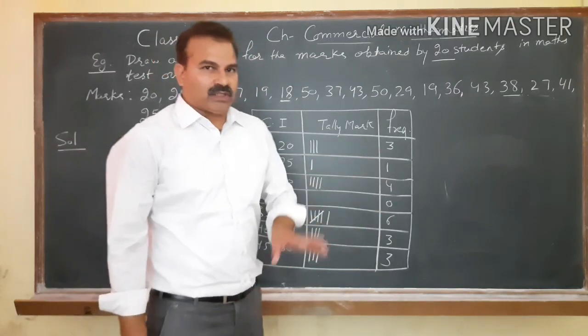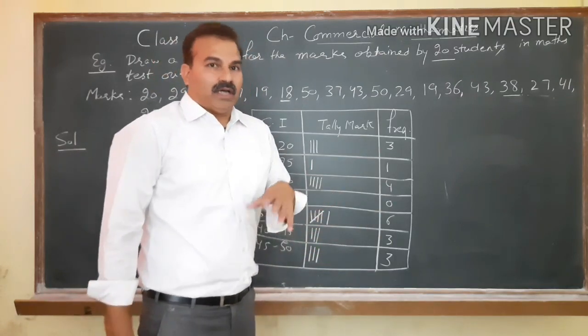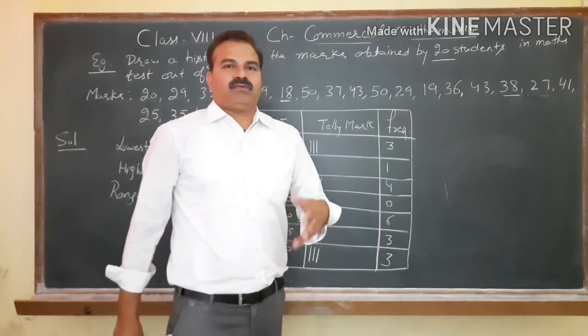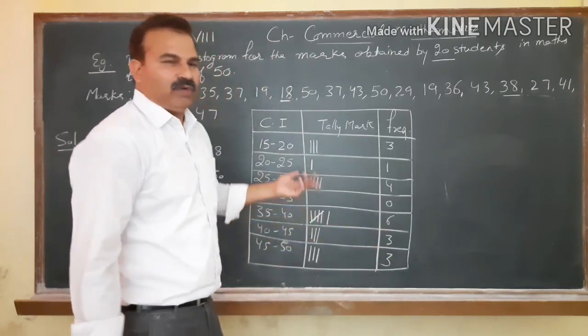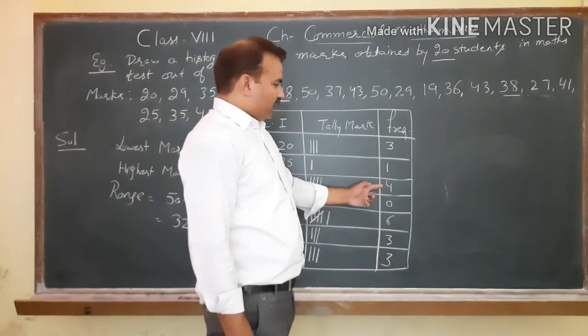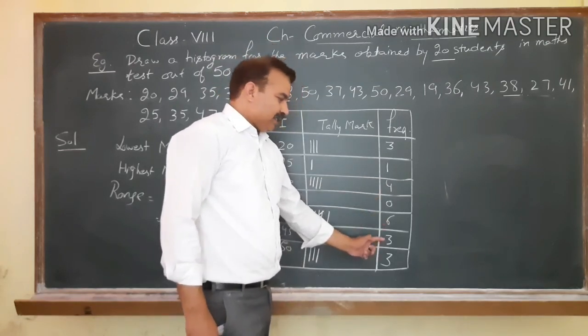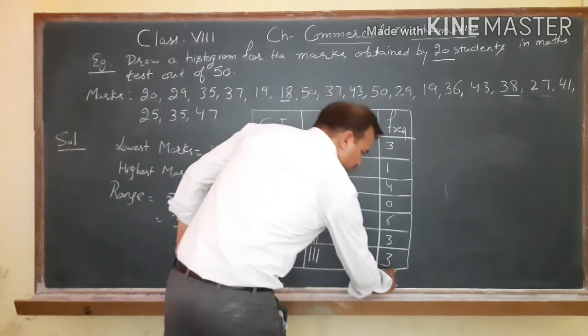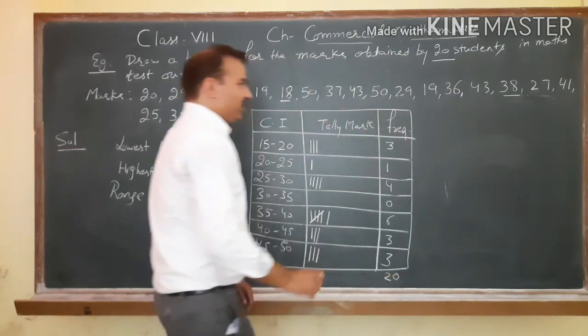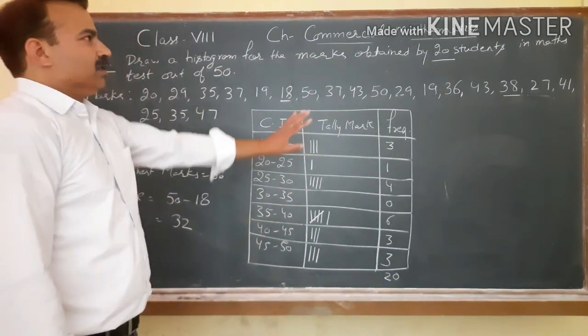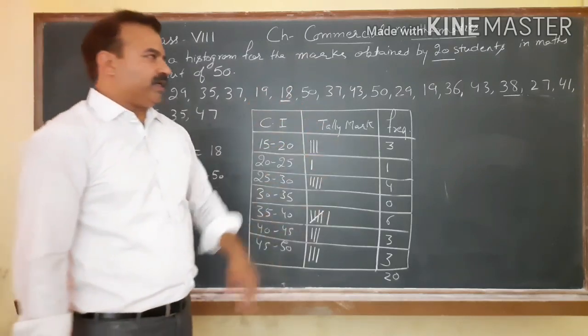It means we have taken all the values. Otherwise, if it were less, it would mean we have missed one of the values. Let's see. 3, 1, 4, 4 and 4 makes 8, 8, 6 is 14, 14, 3 is 17, 17, 3 is 20. So the total comes out to be 20. It means we have covered all the data, all 20 data.